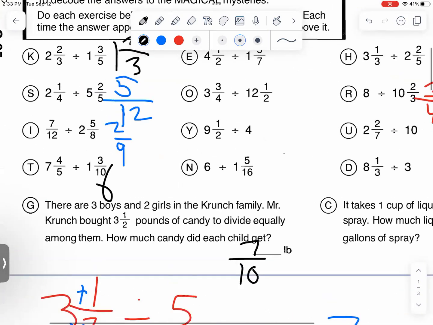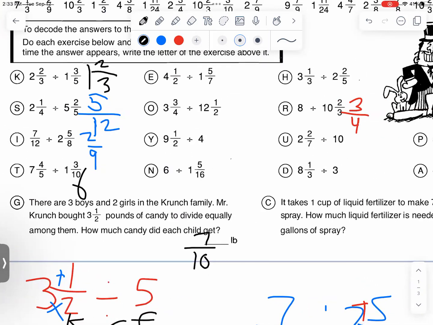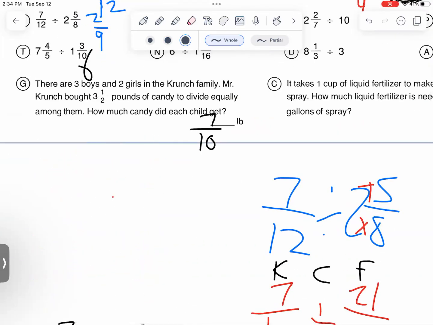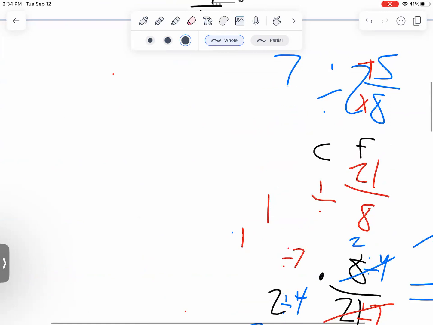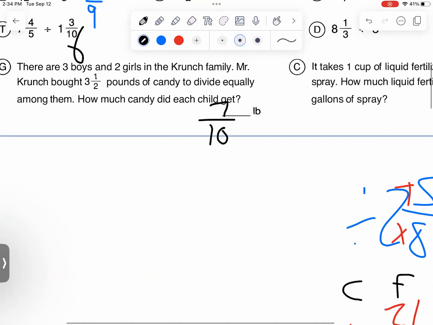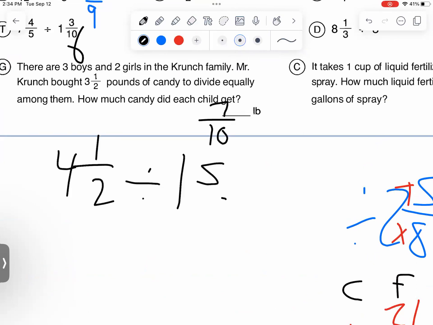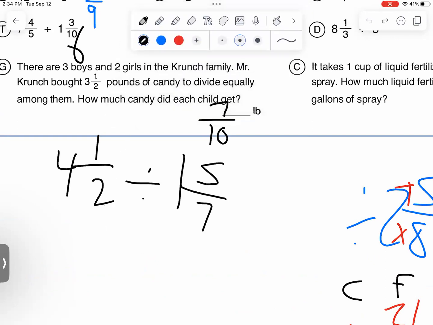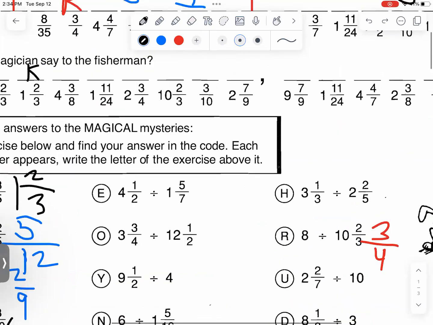All right. So we've got through 5 of those. Let's do maybe one more. All right. So E, 4.5 divided by 1 5/7. So we have 4.5 and 1 5/7. 4 and 1/2 divided by 1 5/7. Okay, so I'm going to go back. Oops. Let's see, 4.5, 1 5/7.